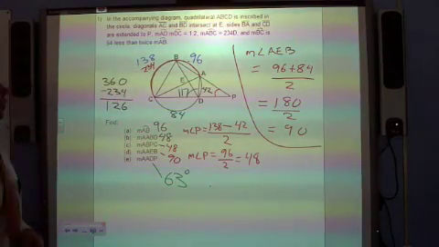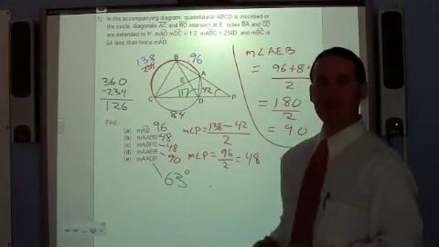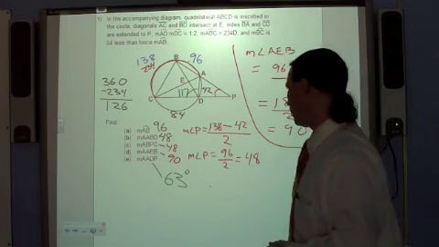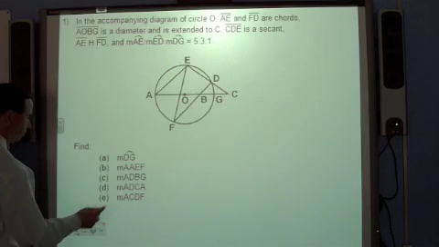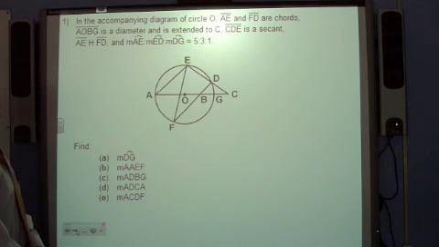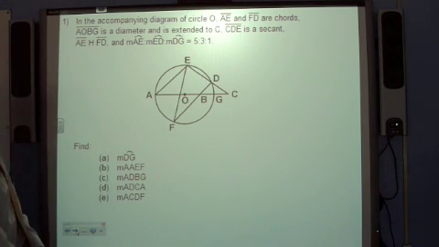Okay? So as you can see, there's a lot of work going on with one of these problems, but it's just one piece at a time. You got to walk your way through it, step through it. So let's take a look at another one similar to this one of these big circle problems. Always start by reading what you have. All right, go through the information.